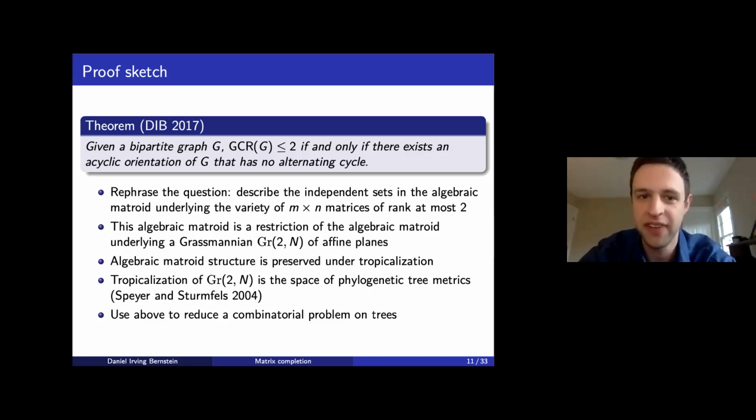So the space of phylogenetic tree metrics is a polyhedral complex that is useful in phylogenetics. It's the set of all tree metrics. And then piecing all these things together basically reduces this problem I originally wanted to solve to a relatively easy combinatorial problem on trees. So yeah, that's sort of the proof of that in a nutshell.